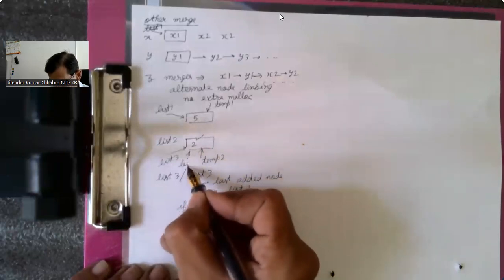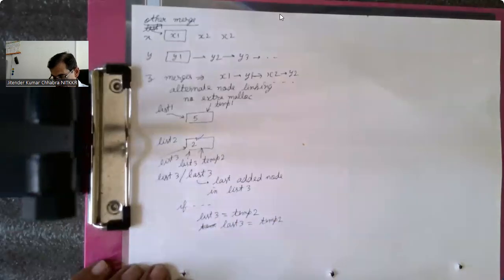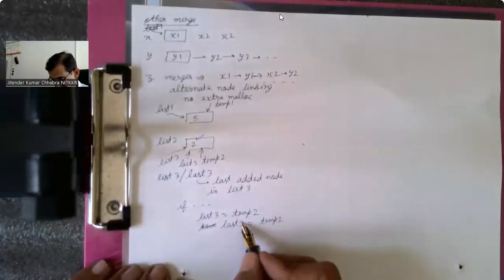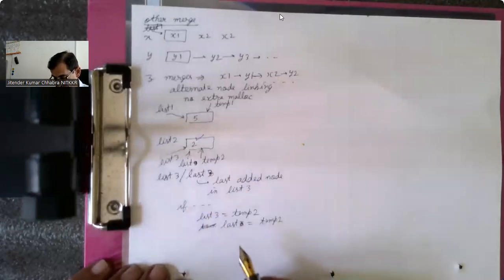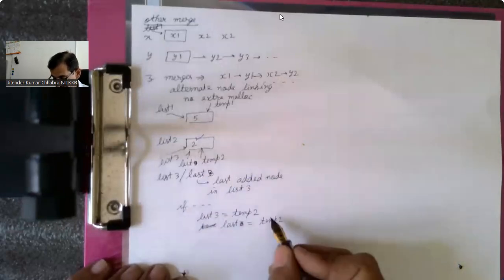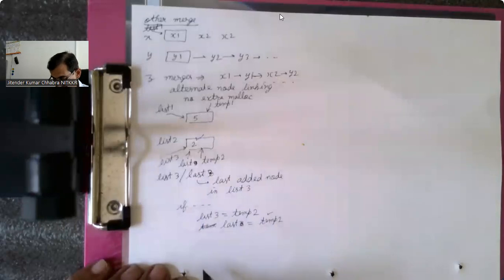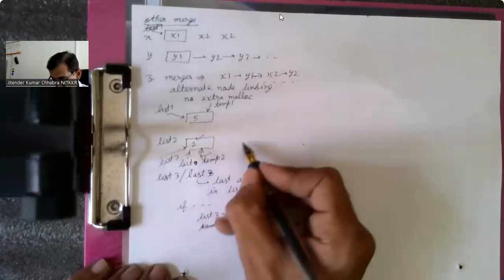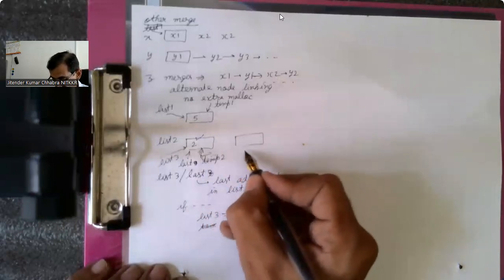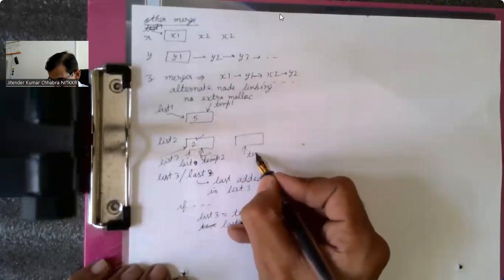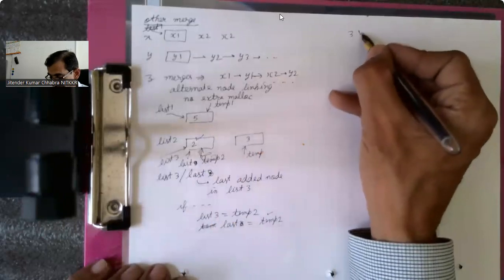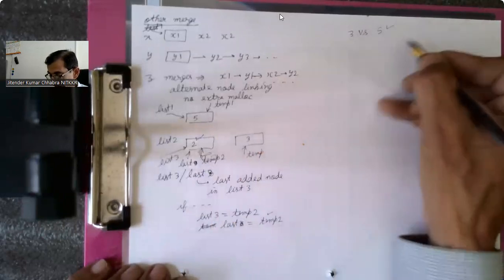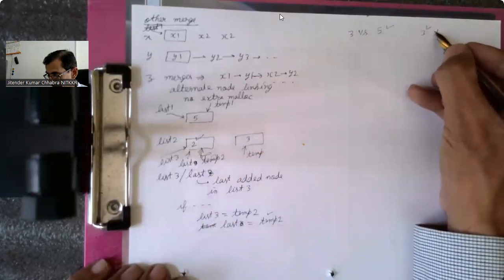Last 3, or you could say just last, is the last pointer in the output. So last is here, currently pointing to 2. Next time, my temp will obviously shift and come to this place. This is 3. The comparison 3 versus 5 will happen, and I say 3 is to be linked.